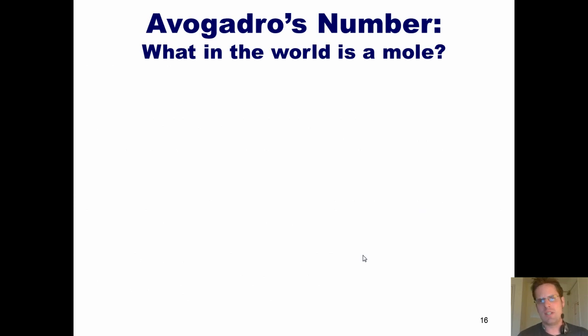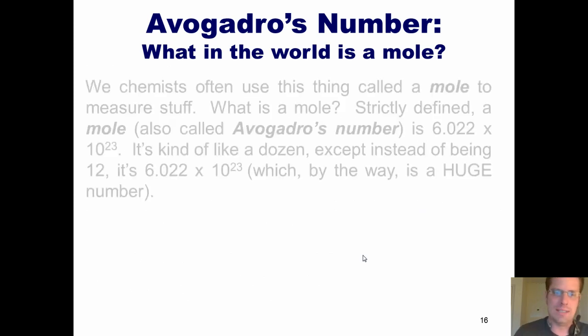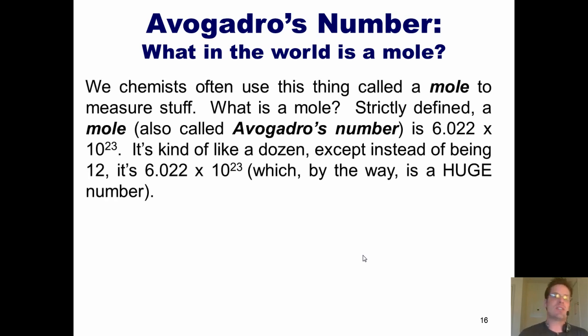We now turn to a different subject, Avogadro's number. What in the world is a mole? Well, we chemists often use this thing called a mole to measure stuff. Now, what is a mole? Well, strictly defined, a mole, also called Avogadro's number, which also happens to be the name of a band I once saw on iTunes, is 6.022 times 10 to the 23rd. It's kind of like a dozen, except instead of being 12, it's 6.022 times 10 to the 23rd, which, by the way, is a huge number.